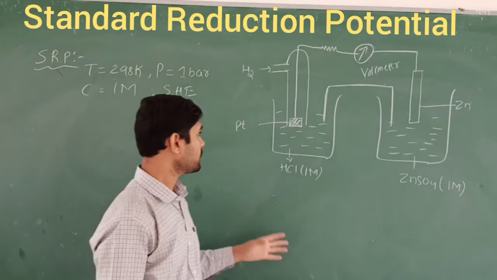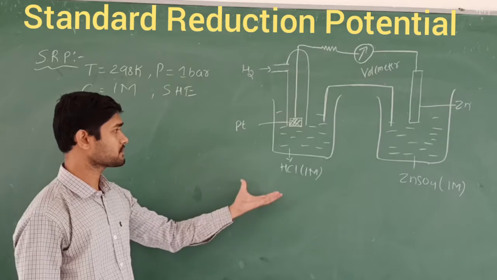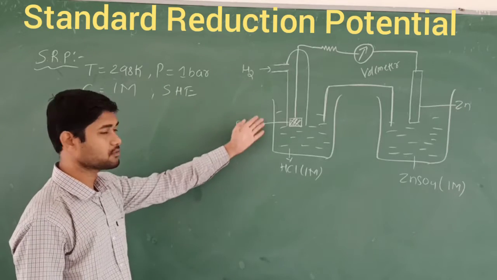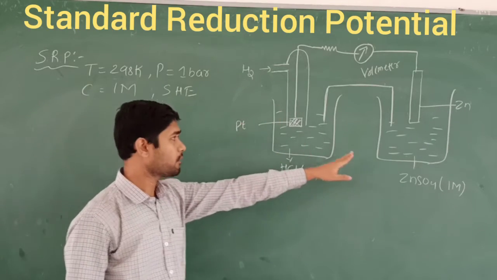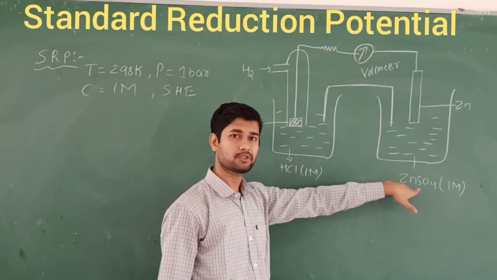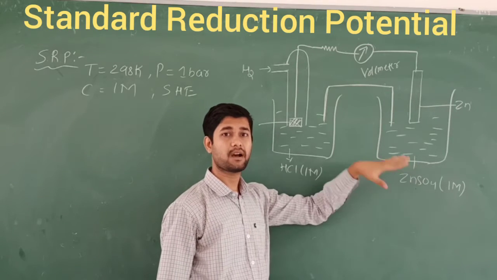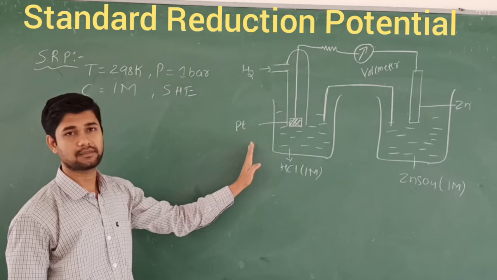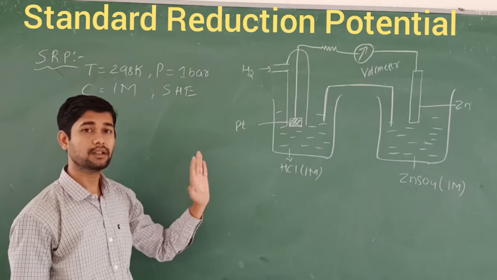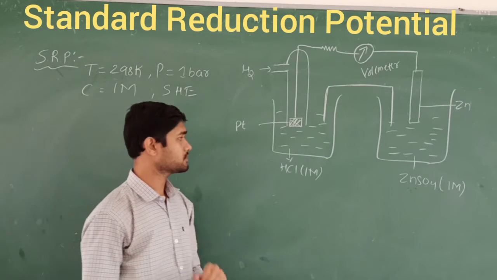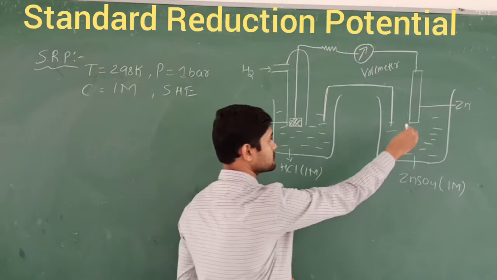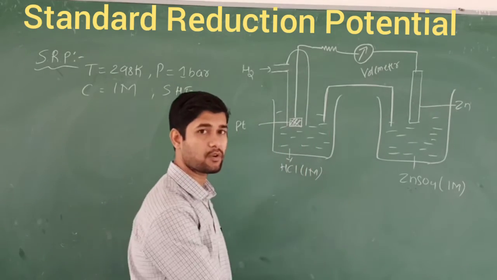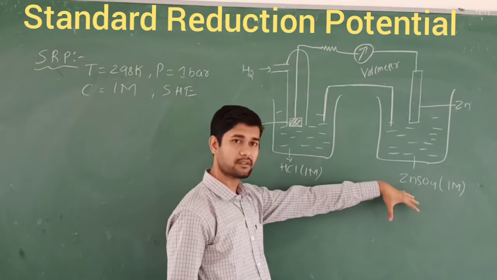So let's take a simple reaction here. This is a SHE, because now I am going to measure the standard reduction potential of this zinc, which is always associated with the SHE, the standard hydrogen electrode. Only then are we going to measure some values here. See here what happens. This is a zinc rod. This zinc rod is going to be dipped in its own solution, a zinc sulfate solution.